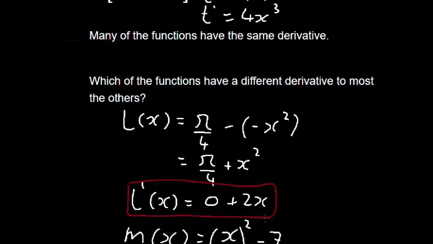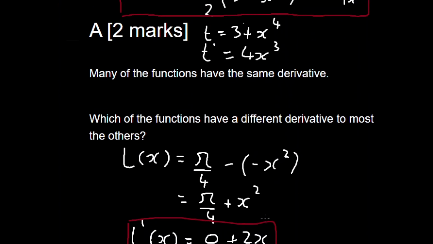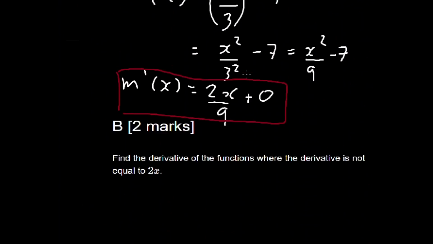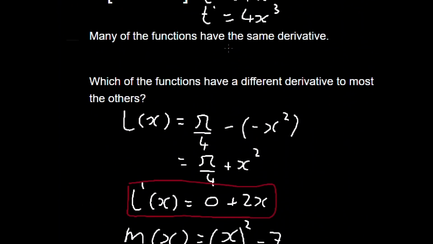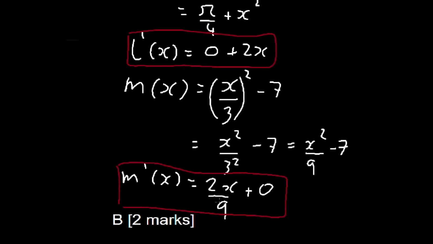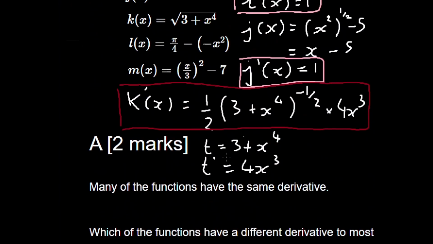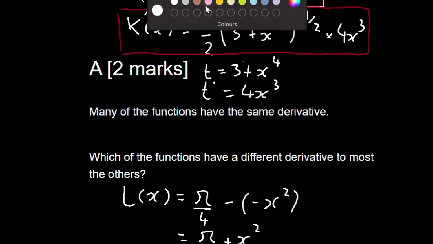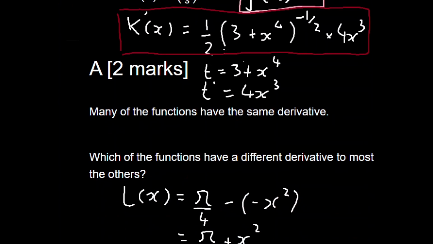Now, the original question was asking which of the functions have a derivative that is different to most of the others. So we've kind of got a draw here because we've got 1 and 1 being equal to 1, and then also 2 being equal to 2x. So the other ones that are most different would be m, because that's 2x divided by 9. So m and k are the key ones here. They're different to the rest of them.